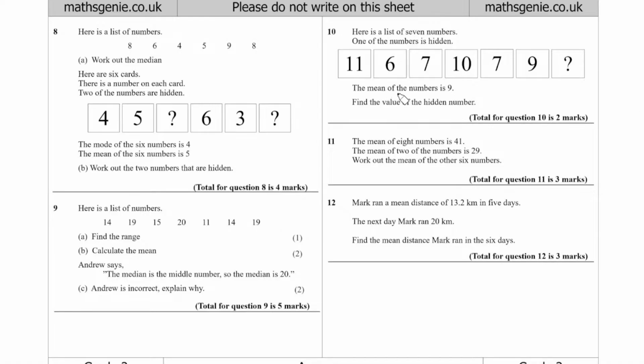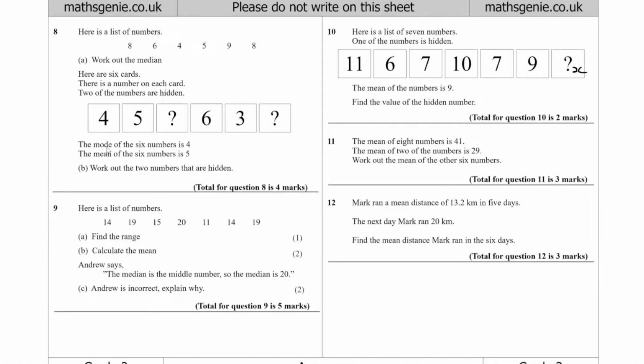I'm starting off with this one because, even though it's question 10, I think that's probably easier than the other one. So we'll do the other one afterwards. The mean of the numbers is 9. This one's fairly straightforward, because to work out the mean, you would add them all up and divide by how many there are, wouldn't you? So I'd put X, you could list that one as X if you wanted. If I add them up, what do I get? 11 plus 6 plus 7 plus 10 plus 7 plus 9. 50.